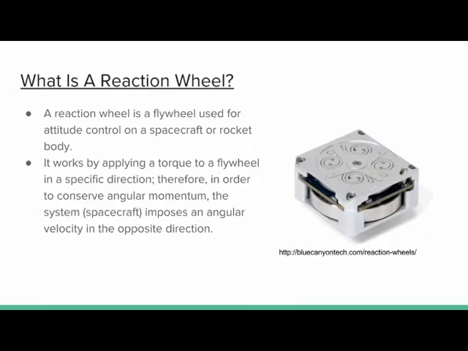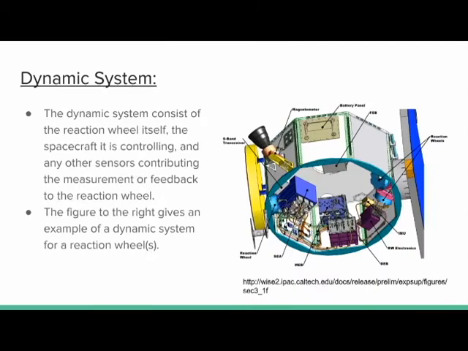A reaction wheel is a flywheel that is mainly used for attitude control on a spacecraft or rocket body. It works by applying a torque to a flywheel, and in order to conserve angular momentum, an angular velocity is imposed on the system. In our case, the dynamic system consists of the reaction wheel itself, the spacecraft that it is controlling, and any other sensors contributing to the measurement or feedback to the reaction wheel. The figure to the right gives an example of a dynamic system for a reaction wheel or wheels.